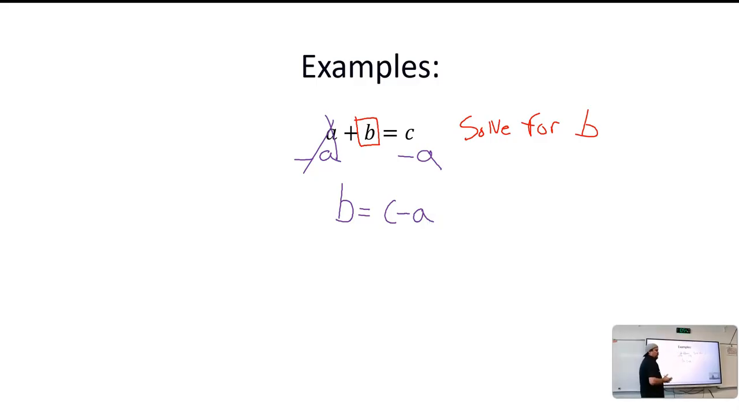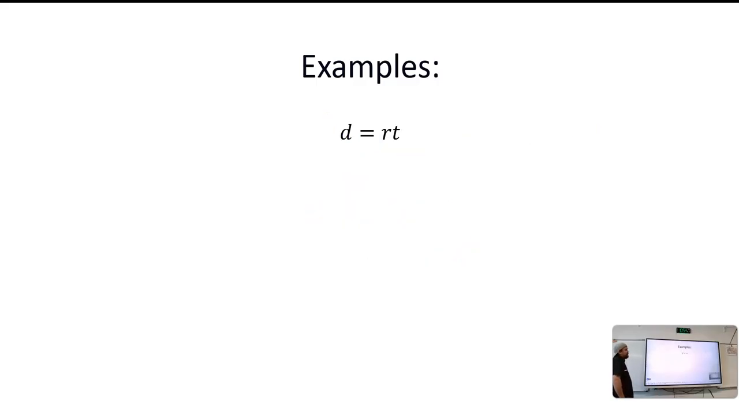Now, you have to write it in that order. That's important that you do c minus a. Subtraction, order matters. Addition, order does not matter. But subtraction absolutely matters. So to find b, I would just do c minus a. That's an example of solving a literal equation.